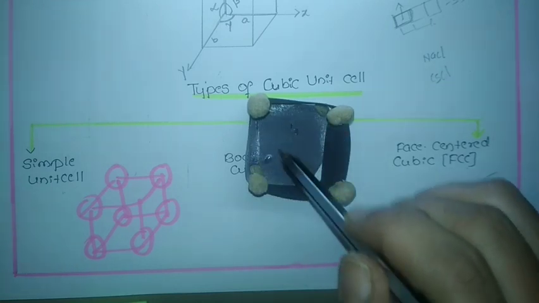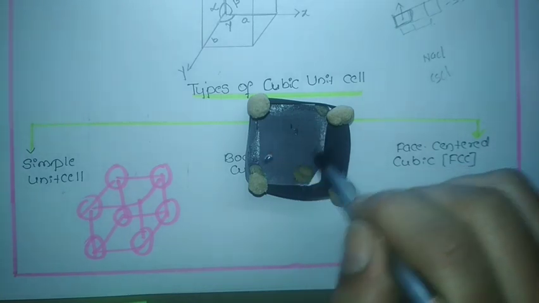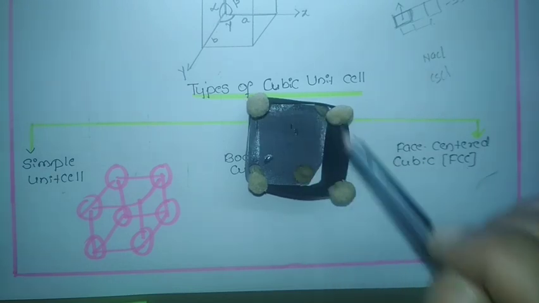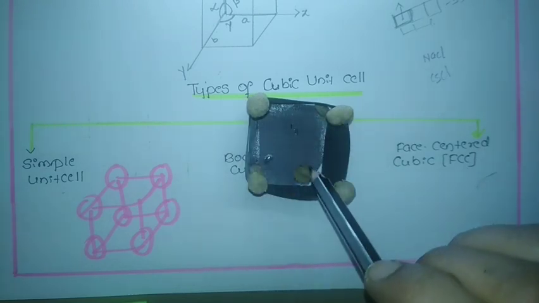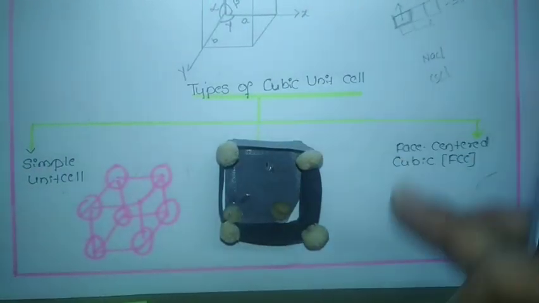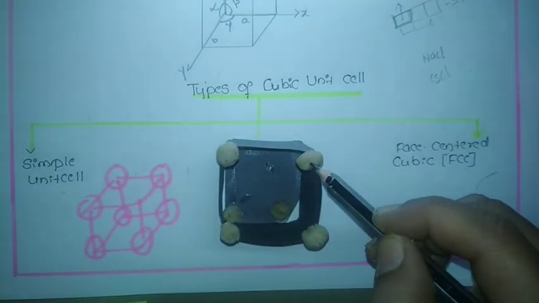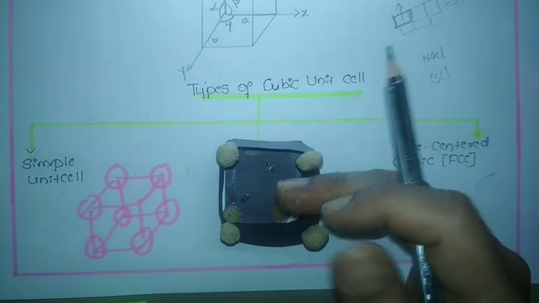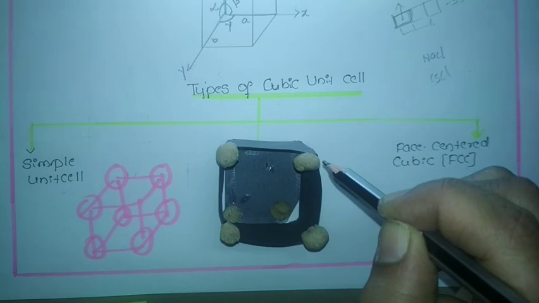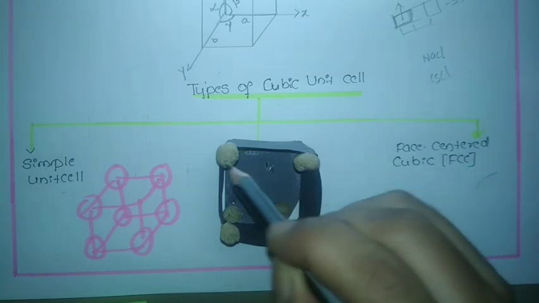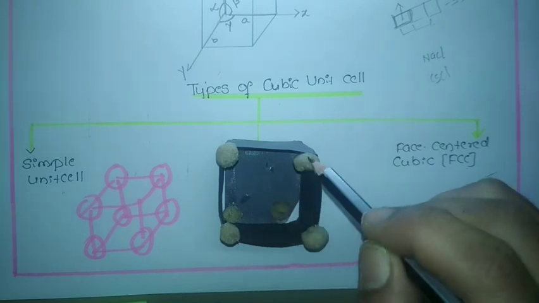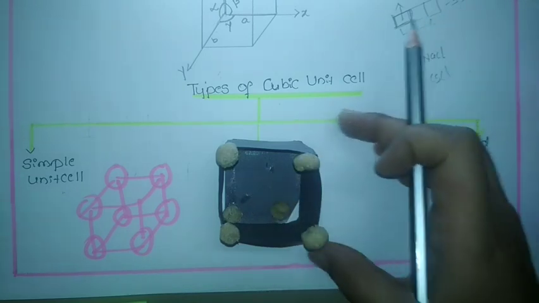So can I say more open space or free space is available in a simple unit cell? Yes. Why? The atoms are present only at the corner. So this is about a simple unit cell. One more point I need to say here: this atom is not inside the unit cell. It is stuck over here, meaning another half part is present outside. So this is the simple unit cell.